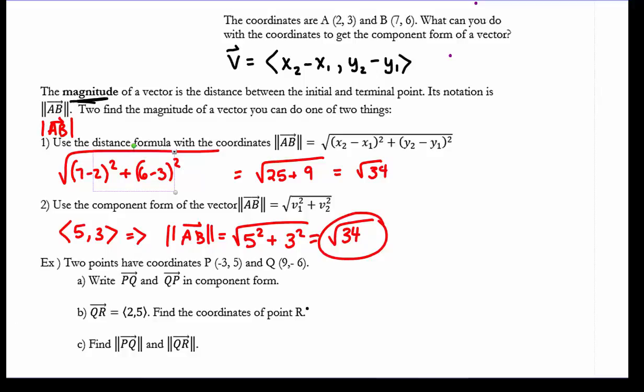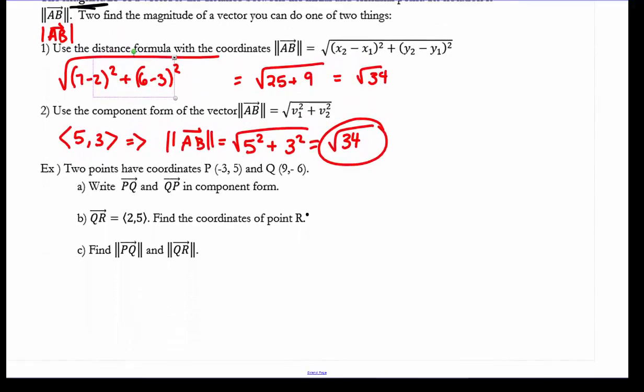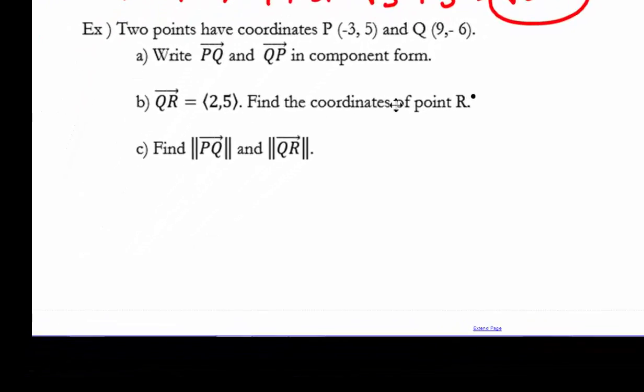All right, so I want you to take a second. I want you to pause this video. I want you to look at these coordinates, write PQ and QP in component form. Then I give you another one, QR, and I say, you know what? Find the components of R. And then last but not least, I want you to find the magnitudes of PQ and QR. So do that, and we will come back together in a moment. So press pause.